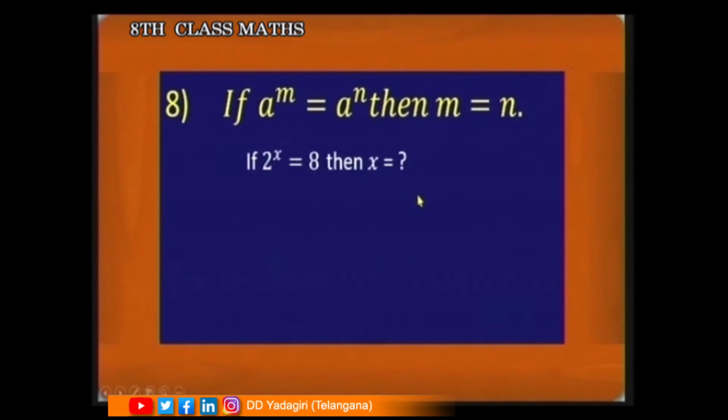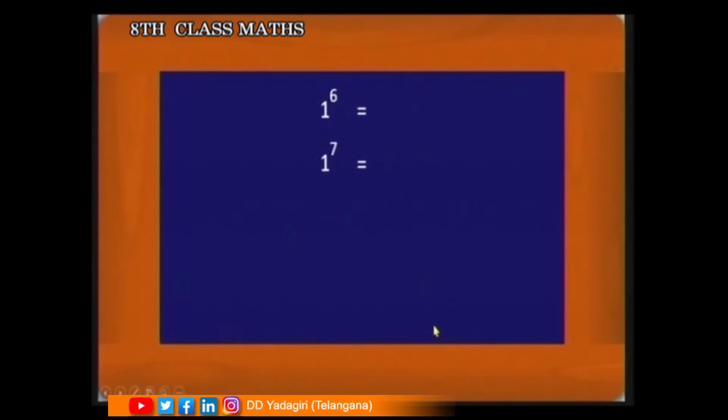Now the most important law of exponents: if a power m equals a power n, then m equals n. This is one of the most important laws of exponents. If 2 power x is equal to 8, then what is the value of x? How do we find x using the above formula? Now you see 2 power x is equal to 8, and 8 can be written as 2 cube. Thus according to the formula, if the bases are the same and the powers are also the same, a power m and a power n both being equal, then we can equate the exponents. Here the exponent is x, here the exponent is 3, thus x equals 3.